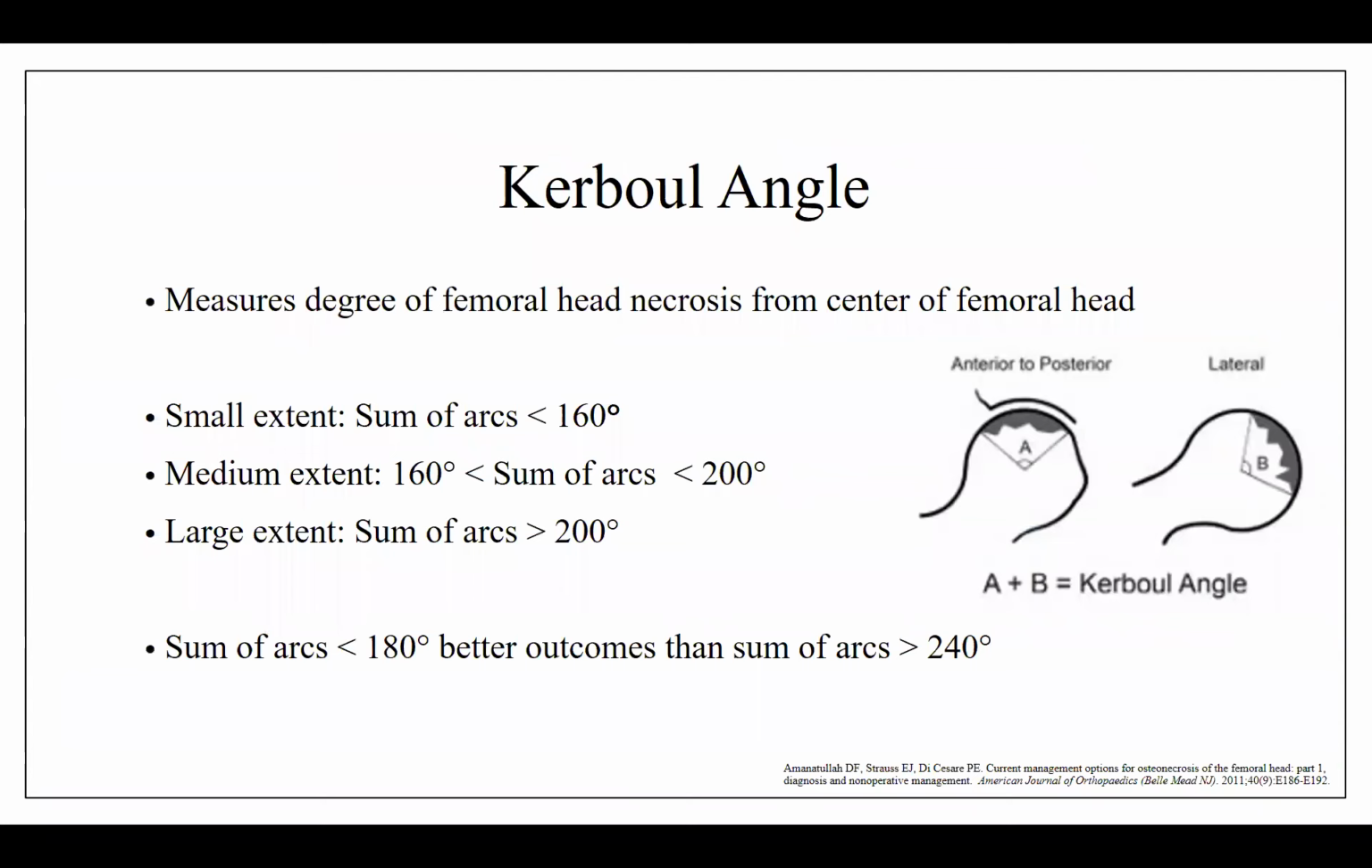So this is Kerbal's angle. Kerbal's angle really measures the degree of femoral head necrosis from the center of the femoral head, and it measures the arc that is present. We can calculate it based on the AP and the lateral, and the sum of that is the Kerbal angle. This helps to determine the size of the necrotic region, so it can be small, medium, or large. If the sum of the arcs is less than 180 degrees, these patients end up having better outcomes than patients whose sum of arcs is greater than 240 degrees.